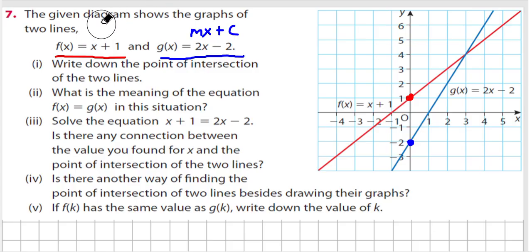Now, what is the point of intersection? Very easy. Everybody gets full marks. Come on, what do we get? 3 and 4. Okay.